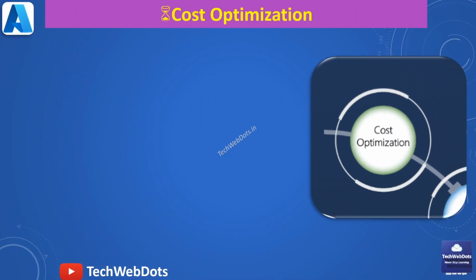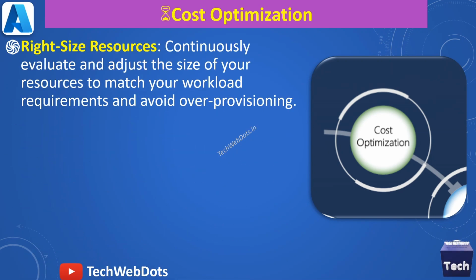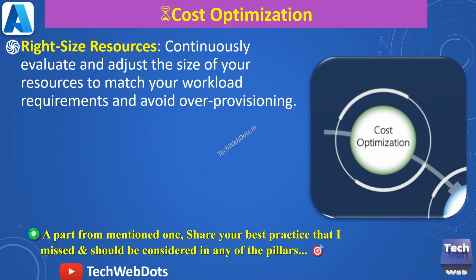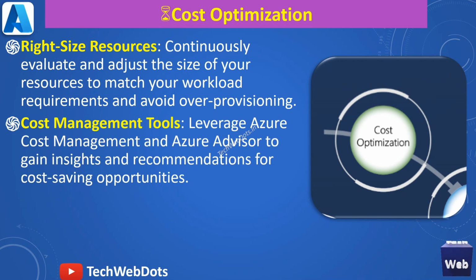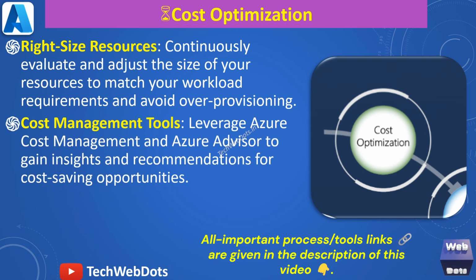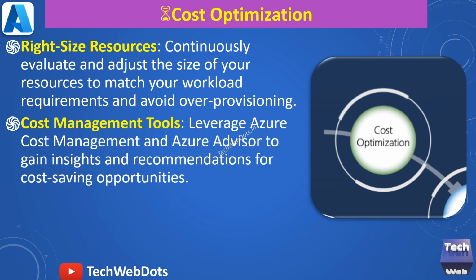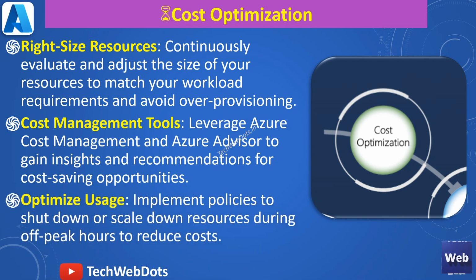Okay, the very first pillar is cost optimization. In this session I am especially focusing on the top three things with each pillar. For cost optimization, the very first thing is right-size resources. Continuously evaluate and adjust the size of your resources to match your workload requirements and avoid over-provisioning. This is self-explanatory, right? If your resources are the right size, then your billing will be less. Next, cost management tools. Leverage Azure Cost Management and Azure Advisor to gain insight and recommendations for cost-saving opportunities. They can give you a very good insight around it.